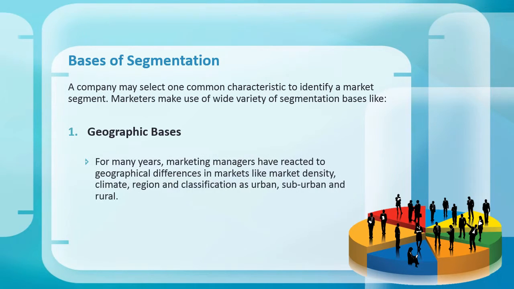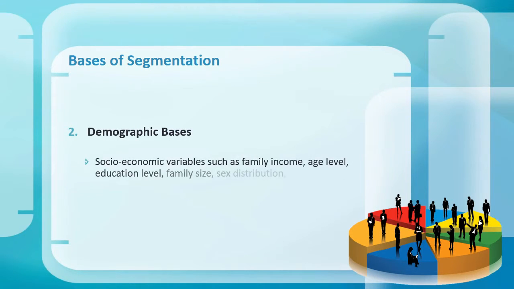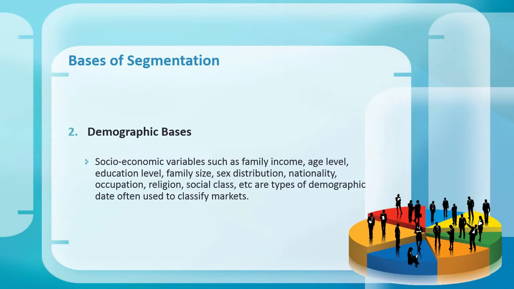For many years, marketing managers have reacted to geographical differences in markets like market density, climate, region, and classification as urban, suburban, and rural. Demographic basis. Socioeconomic variables such as family income, age level, educational level, family size, sex distribution, nationality, occupation, religion, social class, etc. are types of demographic data often used to classify markets.